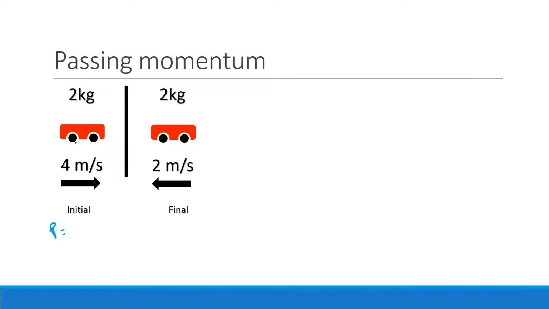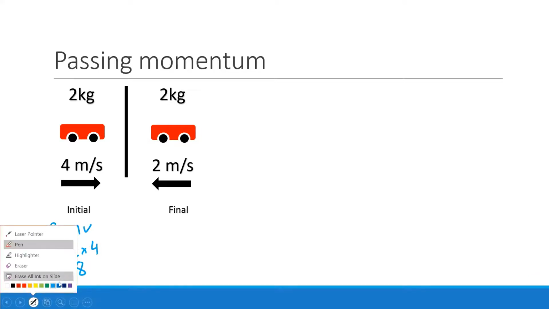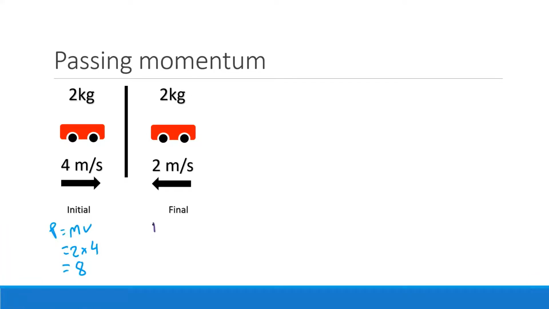In this case, yeah, sure, the momentum won't be conserved, but that's because some of it gets passed to another object. But we can still look at the momentum. We can still go, the momentum equals the mass times the velocity. It's going to be 2 times 4, which is 8. And we can still look at the momentum of the car at the end, which is 2 times -2, which is -4. So there's a pretty big change in momentum.